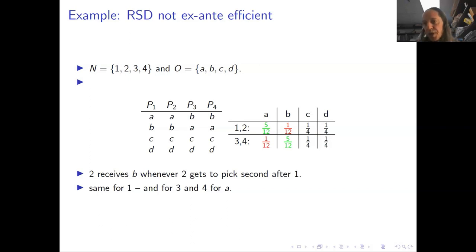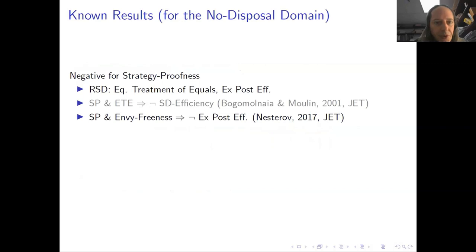This would Pareto dominate in terms of stochastic dominance, RSD. But this is known, right? So we know that strategy-proofness and equal treatment of equals is not compatible with SD efficiency, right? And also strategy-proofness and envy-freeness is not compatible with ex post efficiency.